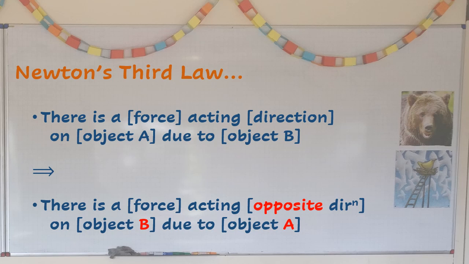So the type of force does not change. What changes is the direction. It's the opposite direction geometrically, and the cause and effect objects have changed places. It's now acting on object B due to object A. Okay, so essentially the force acts on both objects due to their interaction together.